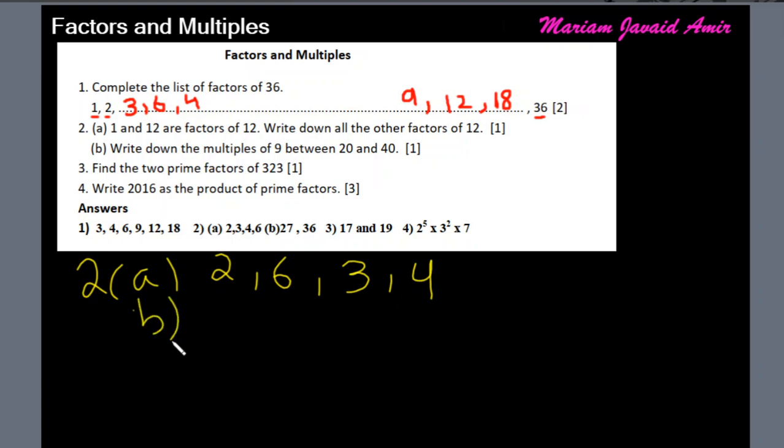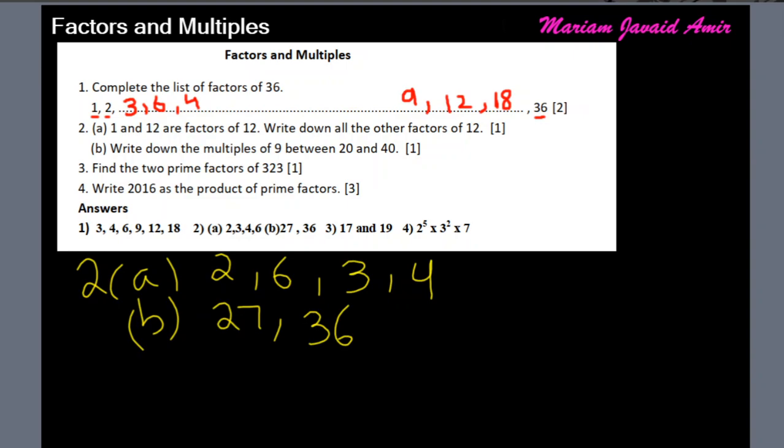Part B, write down the multiples of 9 between 20 and 40. Multiples are the numbers that come in the table of 9. So we have 18 in the table of 9, but it's not in the range of 20 and 40. Then we have 27 in this range. 27 comes in the table of 9, and also 36. So these two are the answer for 2B.